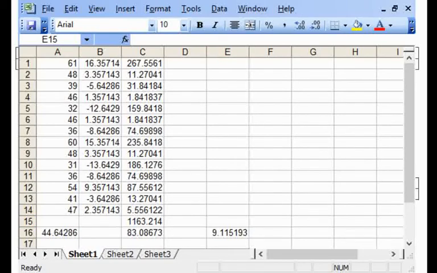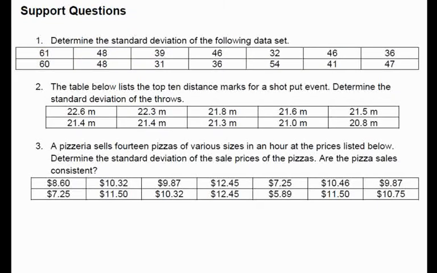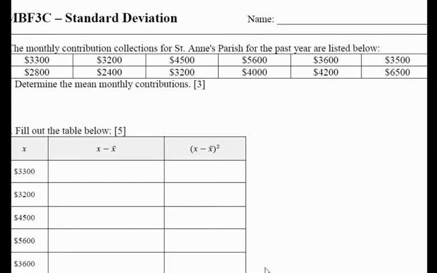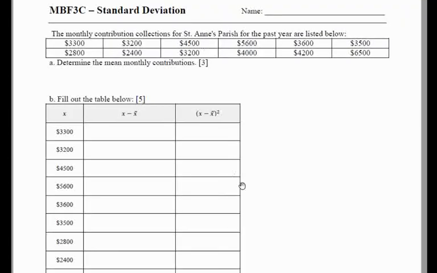Let's go back, and I'm going to show you what your assignment looks like. Your assignment is basically to complete a single standard deviation project here. So what you see here, let me just zoom out a little bit. You have some values here in this table. These are donations for a church.